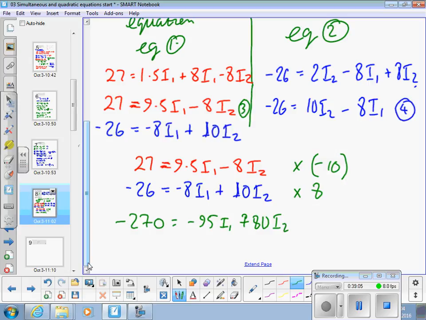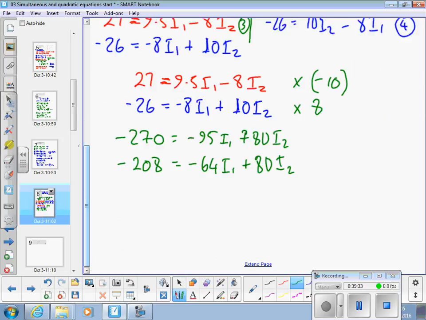Minus 26 times 8 is minus 208. Minus 8 times 8 is minus 64 I1. And 10 times 8 is plus 80 I2.